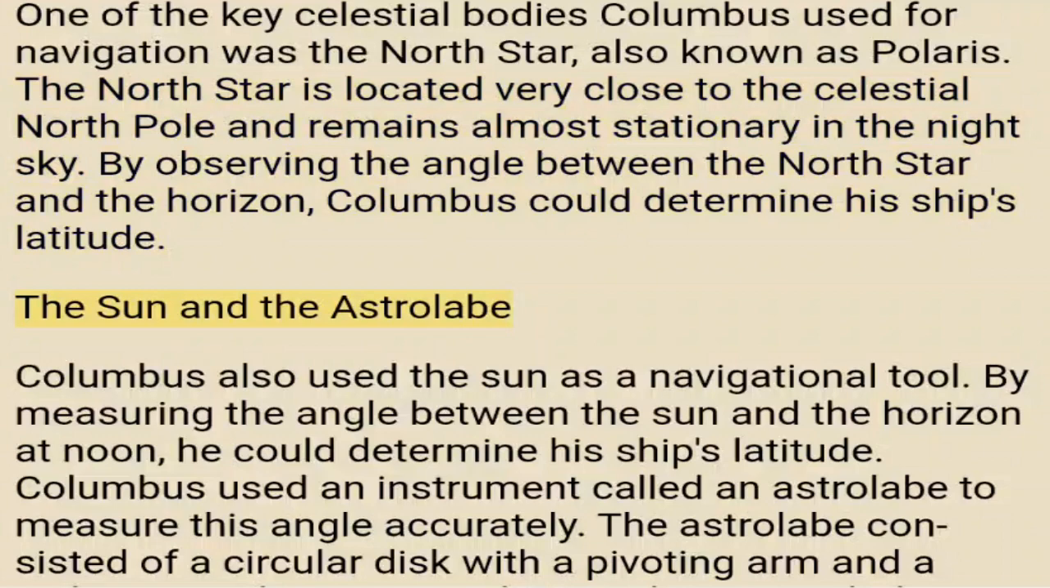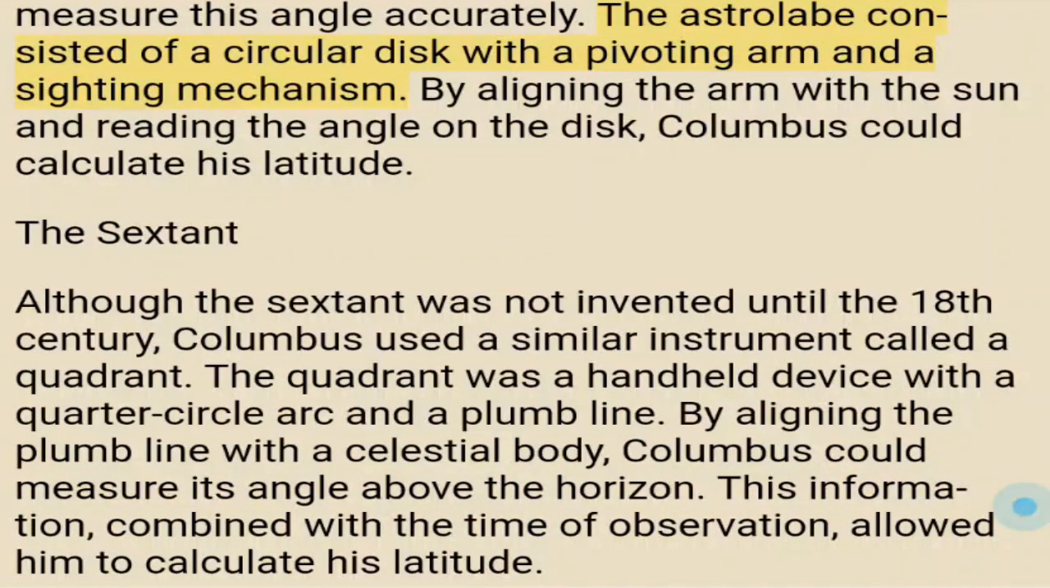The sun and the astrolabe. Columbus also used the sun as a navigational tool. By measuring the angle between the sun and the horizon at noon, he could determine his ship's latitude. Columbus used an instrument called an astrolabe to measure this angle accurately. The astrolabe consisted of a circular disc with a pivoting arm and a sighting mechanism. By aligning the arm with the sun and reading the angle on the disc, Columbus could calculate his latitude.